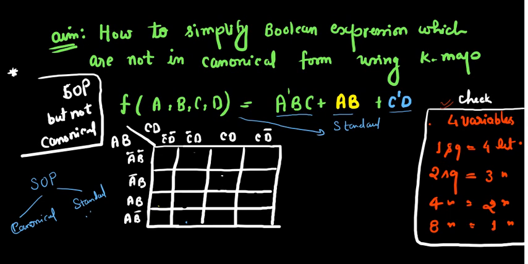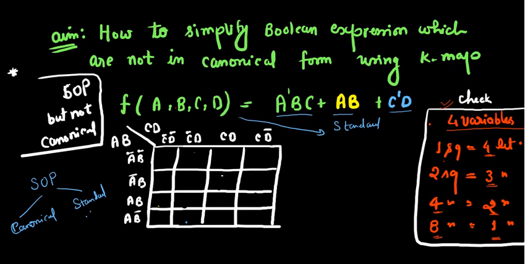If you remember, I told you that if you have a four variable Boolean expression, one square of this K-map corresponds to a term of four literals, two squares correspond to a term of three literals, four squares correspond to a term of two literals, and eight small squares correspond to one variable.